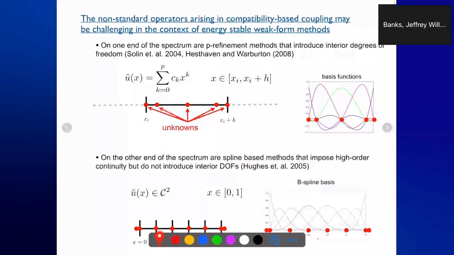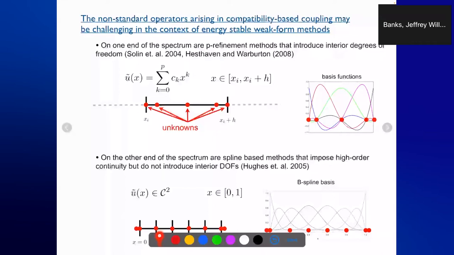All right, so what kinds of methods am I talking about here? Well, you've got summation by parts. I'd like to think of summation by parts as a discrete weak form. You've got FEM, which is sort of a continuous weak form. Within those two, you've got the idea of P-type refinement methods. So here on the top is a P-type refinement method.